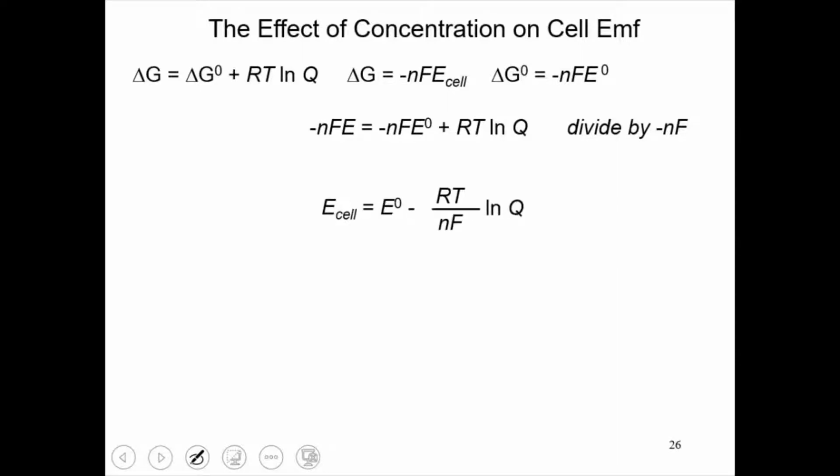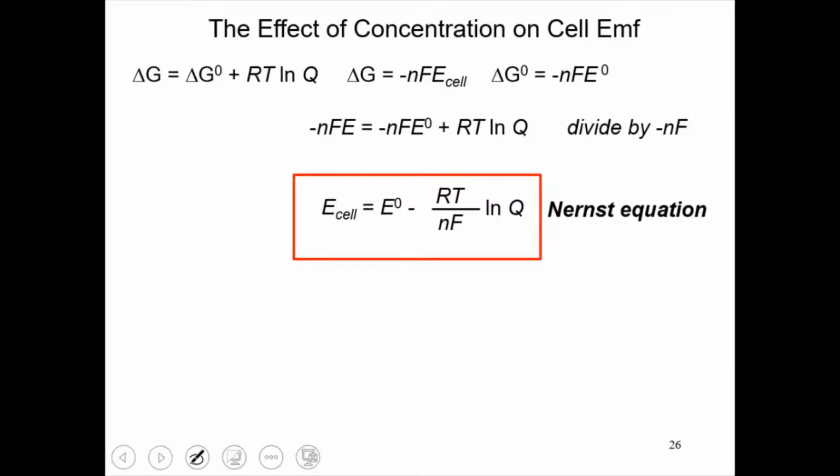And what we're going to come up with is this expression here. This is a very important equation. It is called the Nernst equation. This is the equation that we use to calculate the actual voltage of a cell under non-standard conditions. Notice that mathematically, we start with the standard potential and we're going to subtract an adjustment.